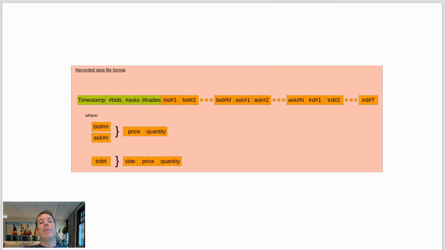So what do we ultimately want to record to disk, and even beyond that, ultimately send through our algorithmic trading system? Well, the data structure that I've used is as follows.